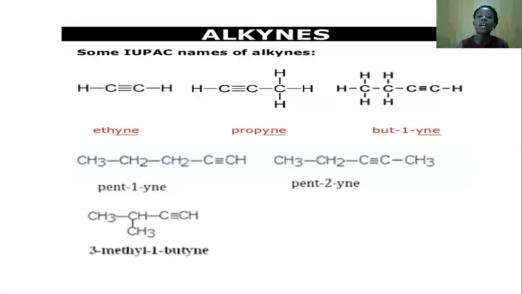So now let's look at IUPAC nomenclature. We've talked about IUPAC nomenclature in the last class. By now, you should be very familiar with them. So look at this. This is ethyne. Why? Because it's 2 carbon atoms, and then you have a triple bond. So with a triple bond, the name ends with YNE.